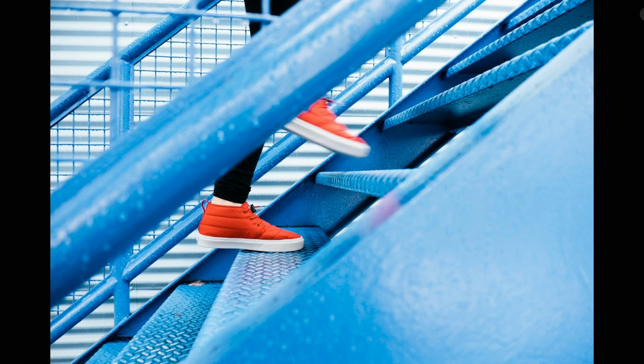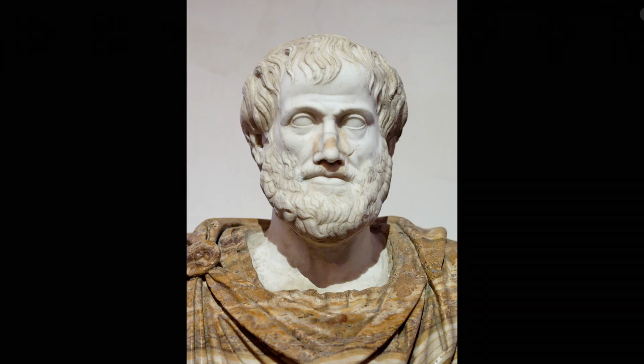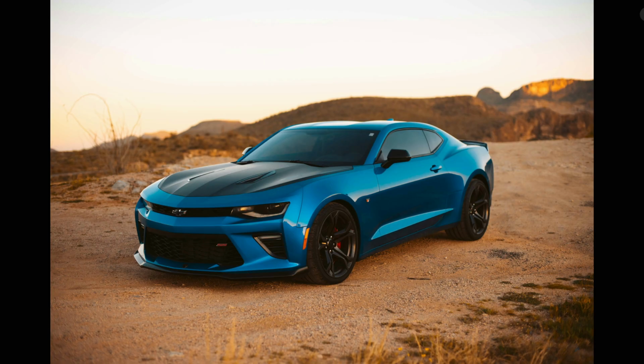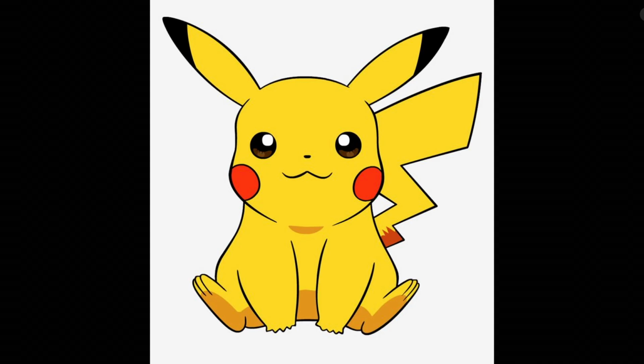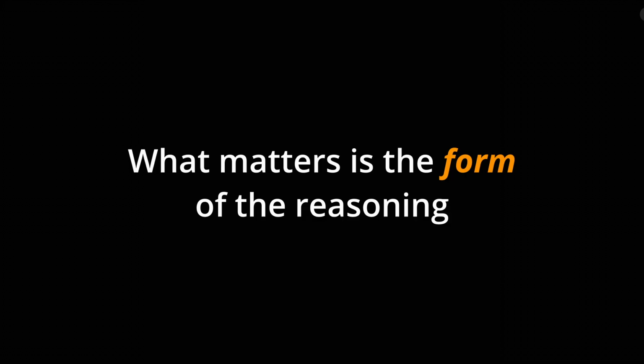In logic, proofs are built step by step. But what makes each step valid? Aristotle realized something crucial. The validity of a reasoning step does not depend on the subject matter. It does not matter whether we talk about cars, animals, or imaginary creatures. What matters is the form of the reasoning.